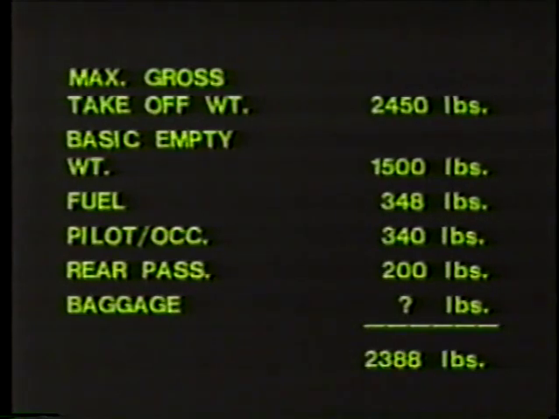Begin with listing the items and weights on your worksheet. Basic empty weight is 1,500 pounds. 58 gallons of fuel weighs 348 pounds. The front seat occupants weigh 340 pounds. The rear seat occupants weigh 200 pounds. The baggage is an unknown value. Total the known weights. Subtract 2,388 pounds from the maximum gross takeoff weight of 2,450 pounds and get 62 pounds remaining for baggage.